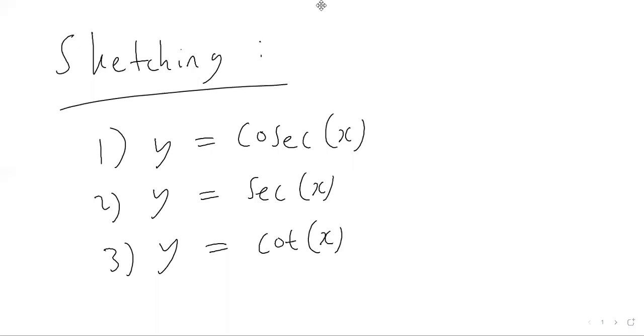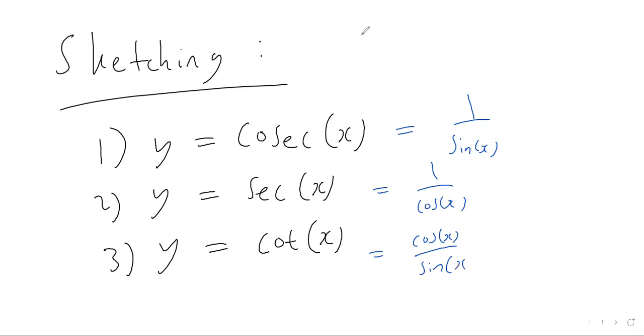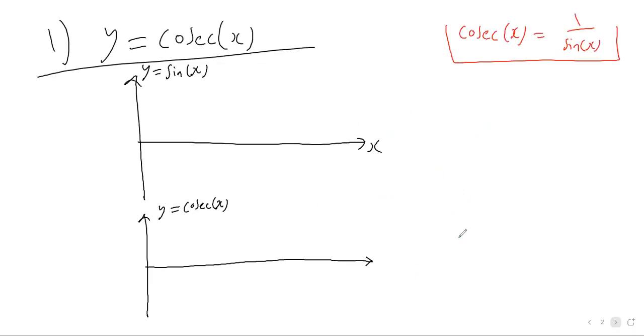Hello, so today we're going to focus on sketching these three graphs: the graph of cosec x, the graph of sec x, the graph of cot x. We looked at what these definitions were yesterday. Just as a reminder, cosec is 1 over sine x, sec is 1 over cos x, and cot is cos over sine. So that's just a reminder of what we did yesterday, and today we're going to look at how we sketch these graphs.